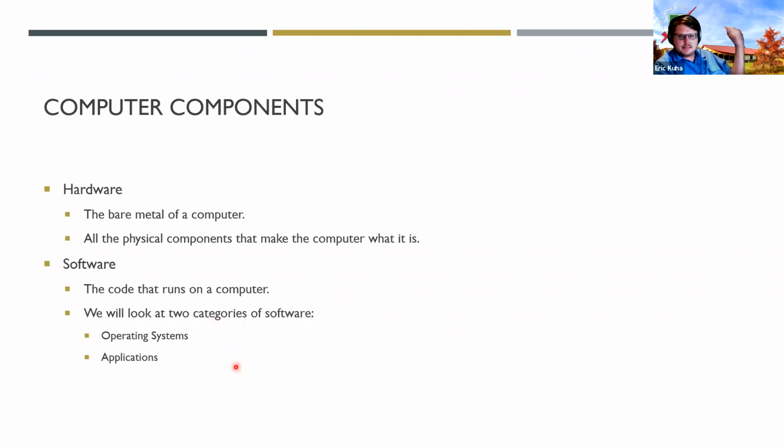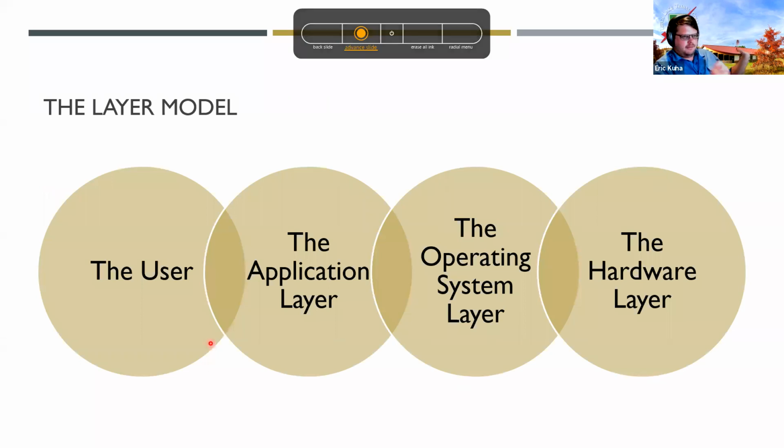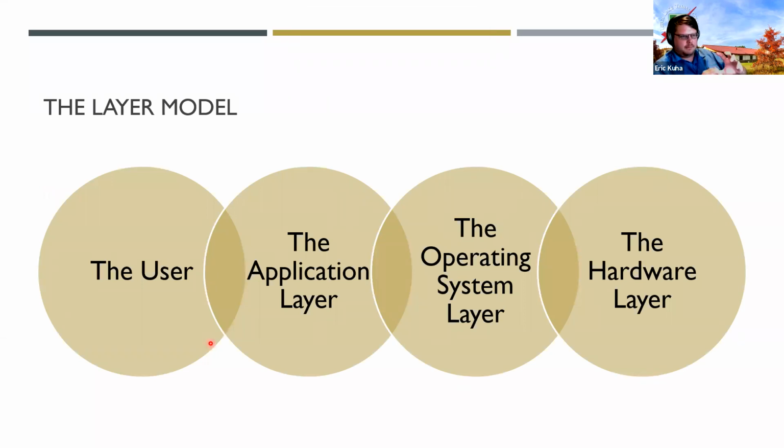So we have operating systems and applications. An application, we usually say app. It's been shortened to app for a long time now. An application is some program that I run on my computer, like Microsoft Office, a web browser, Microsoft Word, stuff like that. We have this layered model of a computer.